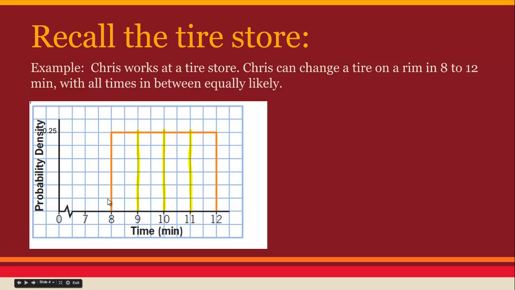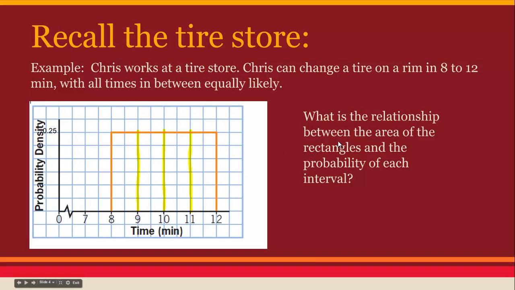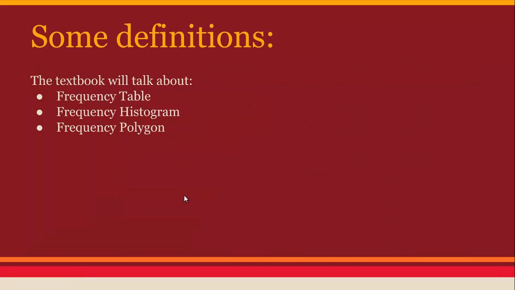So we saw this before, like Chris has the tire store. Was the relationship between the area of the rectangles, the probability of each. This word probability density is actually a key. This is a probability density histogram. This is 4 bars. The probabilities are calculated by calculating the area. So I could go from 9 to 9.5 and just calculate that area as length times width, or base times height. So the area just tells us the probability.